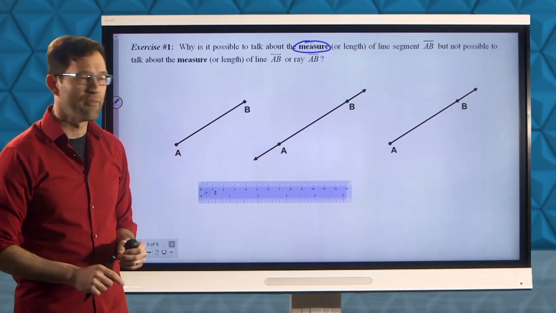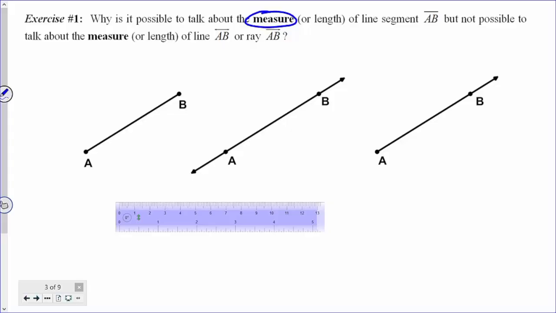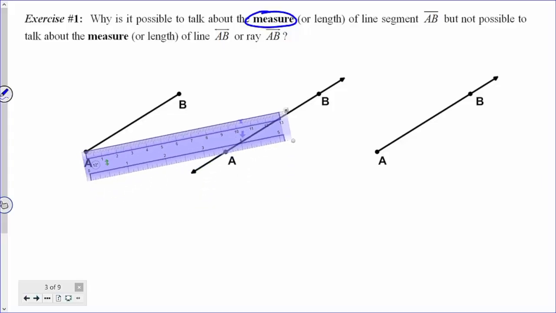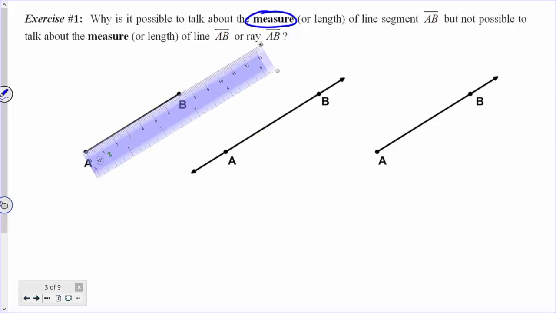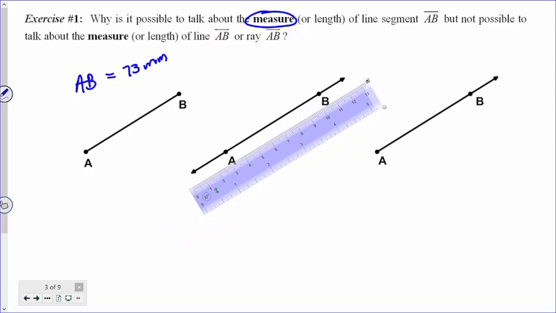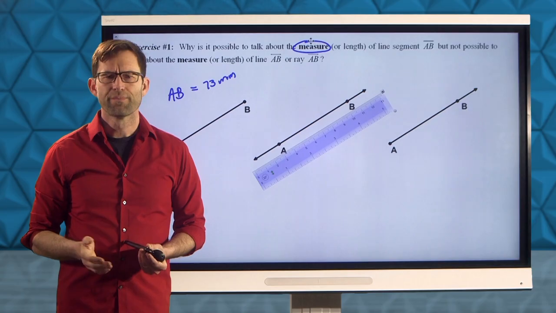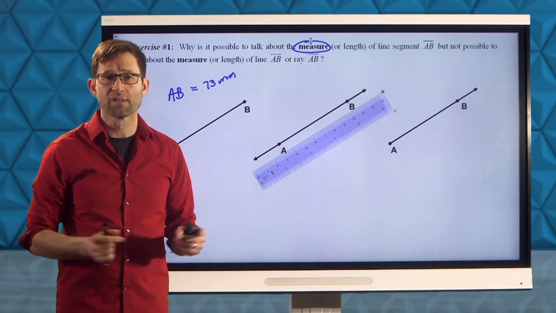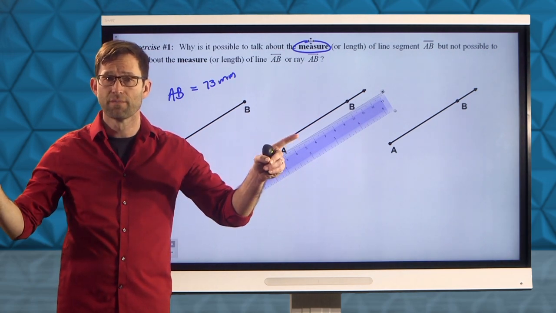Well, it's probably pretty obvious. I even have a little ruler here. But if I took my ruler up, rotated it, I could easily figure out then what the length of line segment AB is. So I could say, oh, AB, no symbol over the top of it, in this case would be about 73 millimeters. On the other hand, the problem with line AB gets into, where do I put the 0 mark? Right? I can't just put it at A because the line extends forever in two directions.